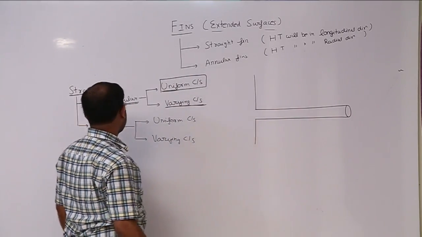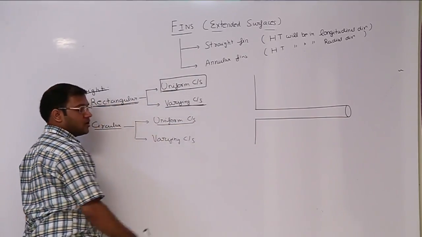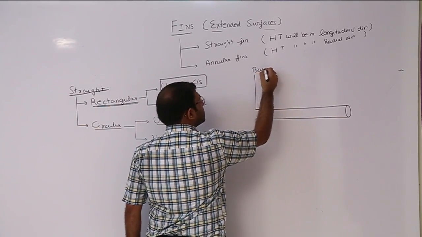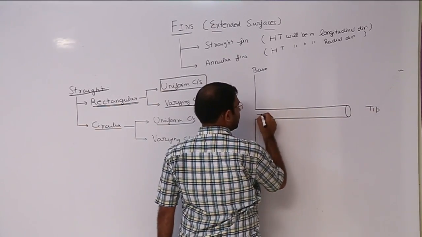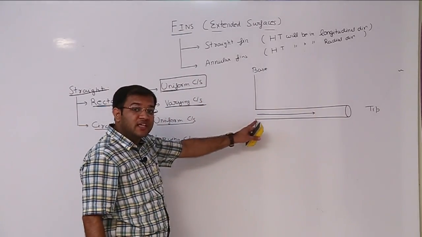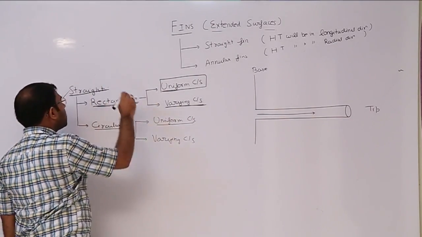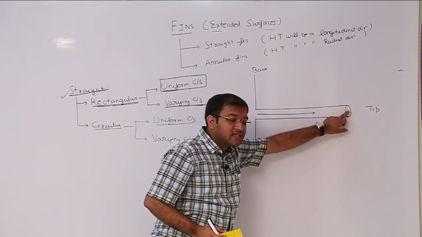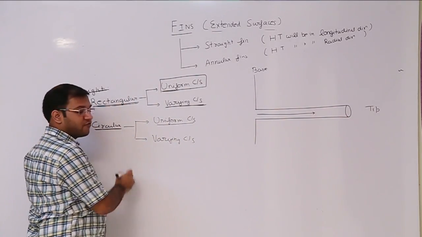Now consider the third case, circular fins with uniform cross section. Now see, this is our base and this is our tip and heat transfer is taking place like this. Conduction heat transfer is taking place in longitudinal direction. That's why these are also called straight fins and the cross section is like a circle. So these are the circular fins.